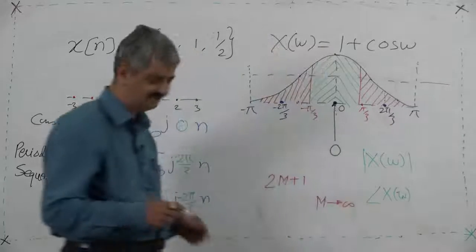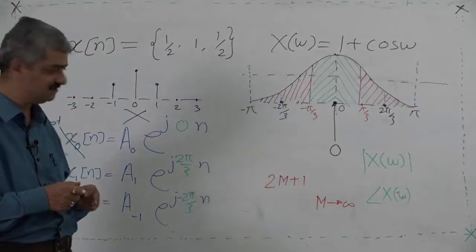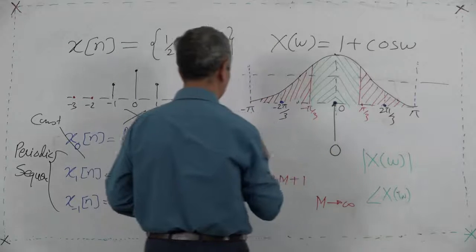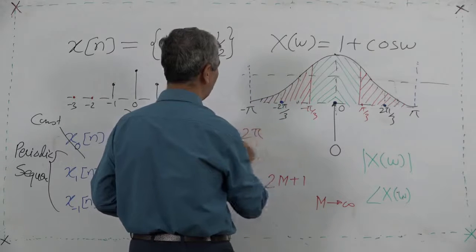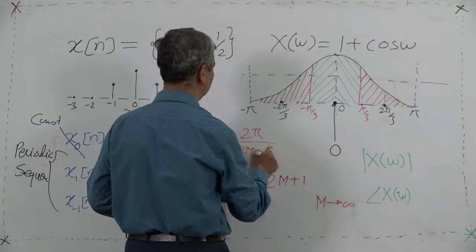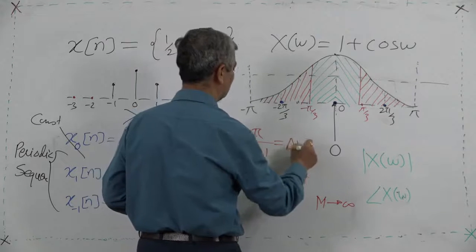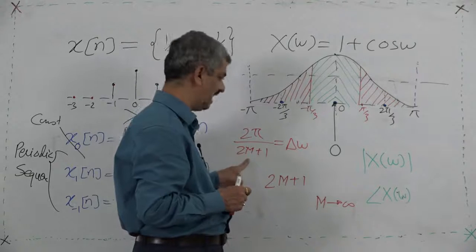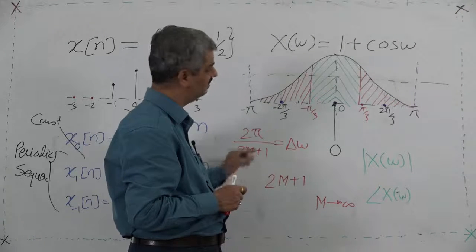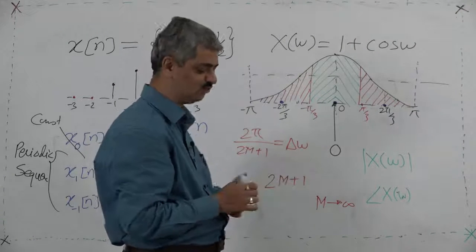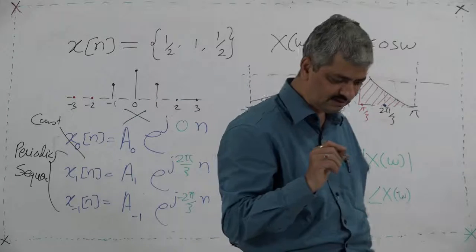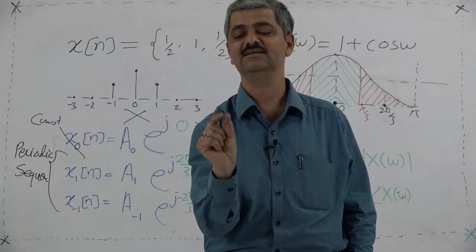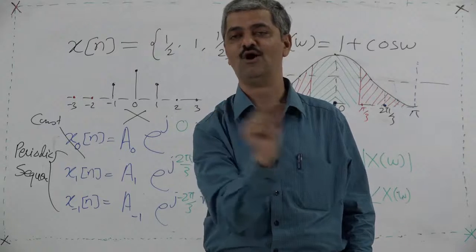And as you do this, what will be the width of each strip? The width of each strip would be 2 pi upon 2m plus 1, that is called delta omega. This is called delta omega, and as m tends to infinity, this strip will tend to 0. So the area will be reducing because the strip width is reducing. But the strip width is equal for all strips.